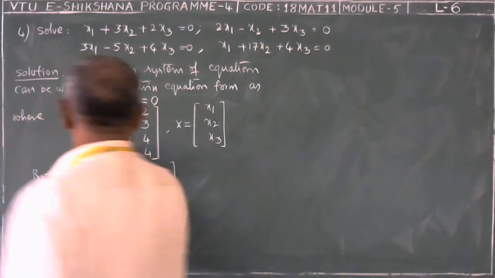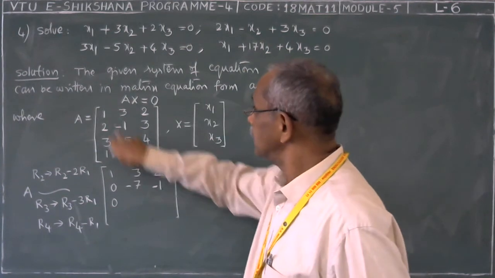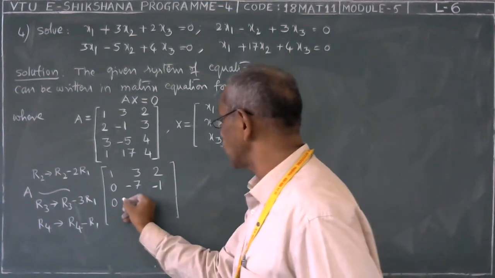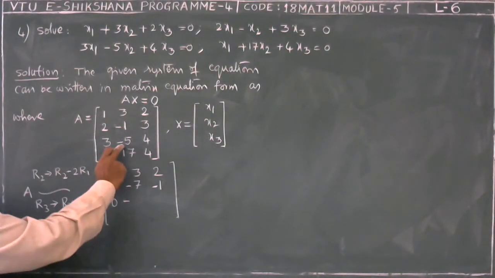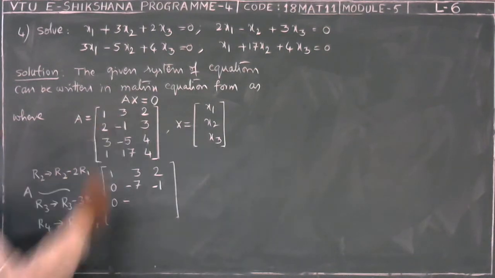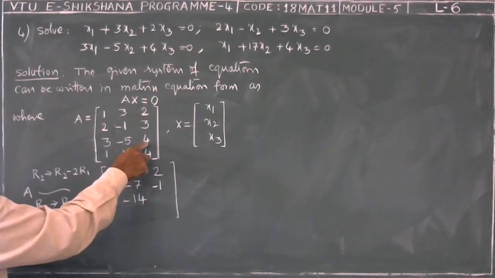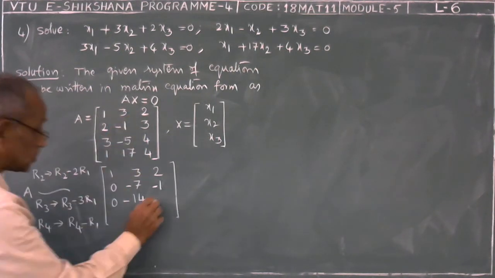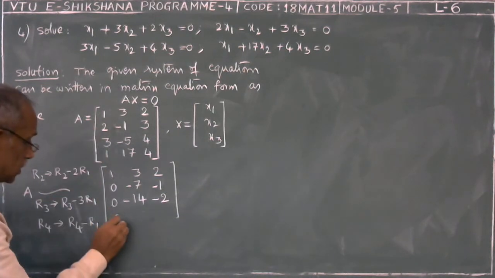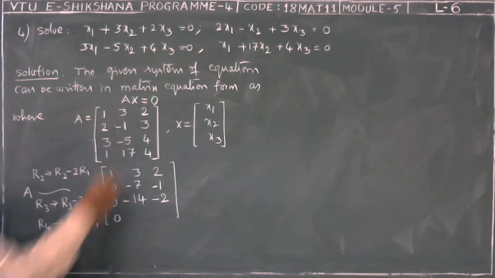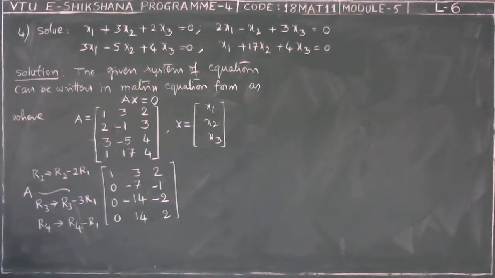Then 3 minus 3, this element is 0. Then minus 5 minus 3 into 3, that is minus 9, so minus 14. Similarly, 4 minus 3 into 2, that is 4 minus 6, minus 2. Then similarly, R4 minus R1: 1 minus 1 is 0, 17 minus 3 is 14, and 4 minus 2 is 2.